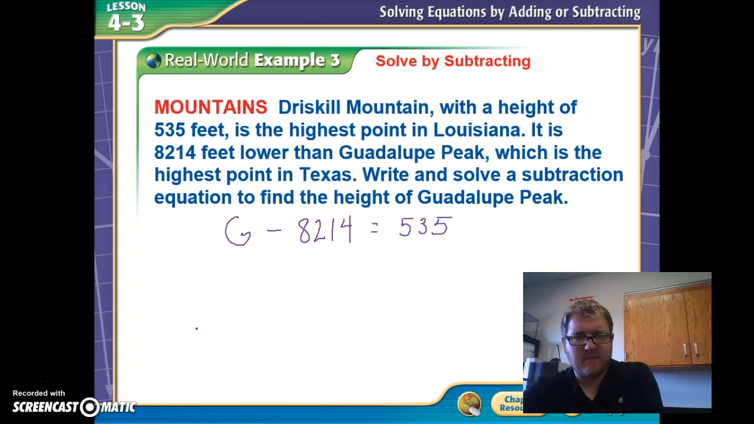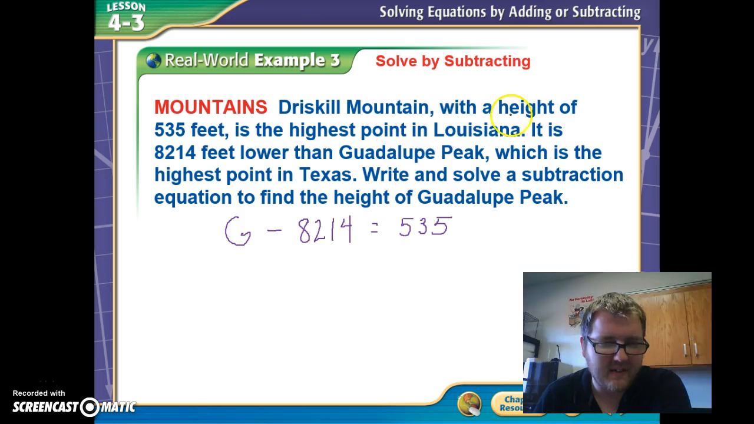Alright, so we have this word problem here. Driscoll Mountain, with a height of 535 feet, is the highest point in Louisiana. It's 8,214 feet lower than Guadalupe Peak in Texas, which is the highest point. Write and solve a subtraction equation to find the height of Guadalupe Peak. So I've already written it out here. We know that Guadalupe Peak is the bigger one. So we're going to take away 8,214 feet from that to get to Driscoll.